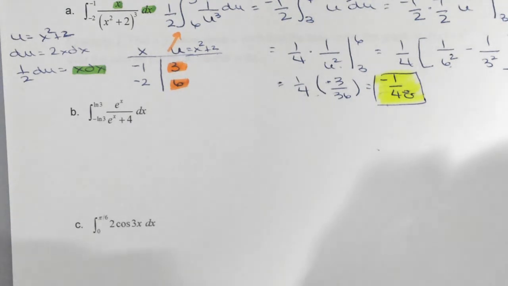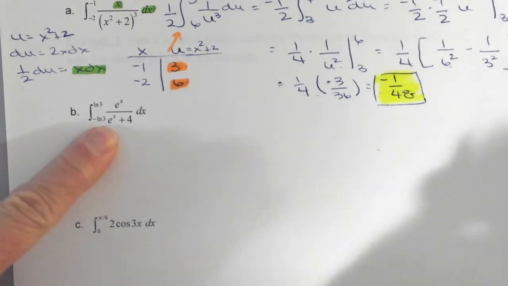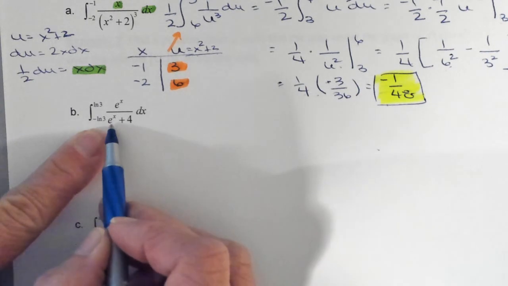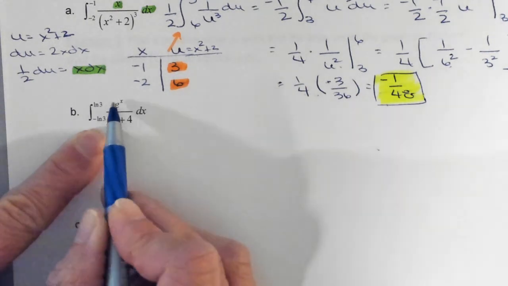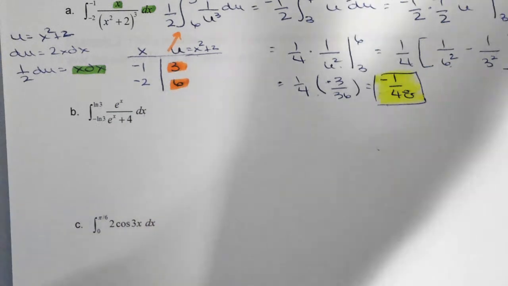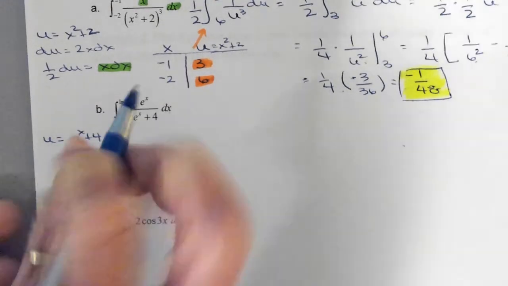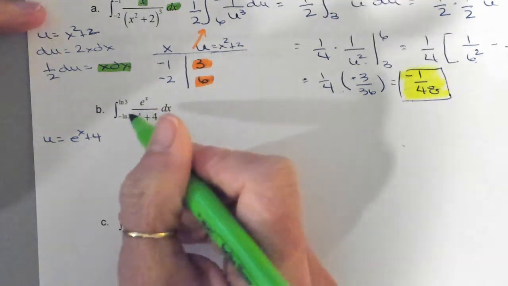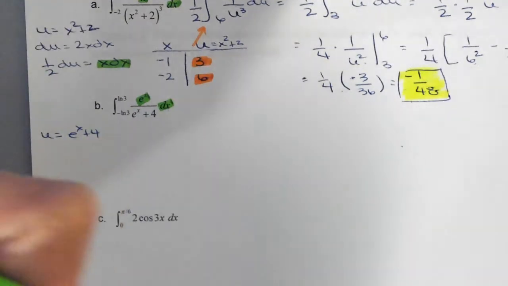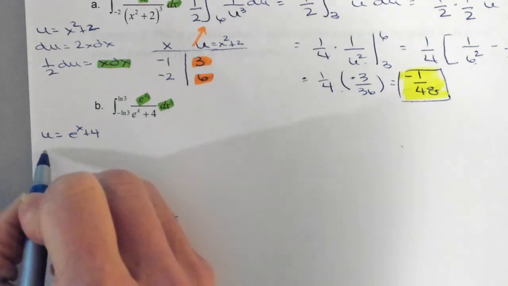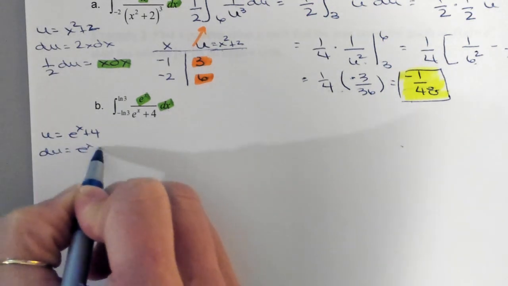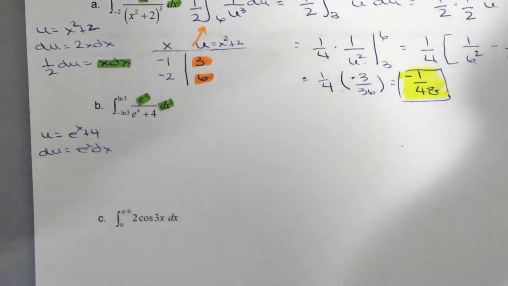e to the x plus 4, because I need to get rid of that. If I take the derivative of that, what's the derivative of e to the x plus 4? e to the x dx. Does everybody see it? All right, so we've got u is equal to e to the x plus 4. That means I want to get rid of e to the x dx, right? So we've got du is equal to e to the x dx. Perfect.